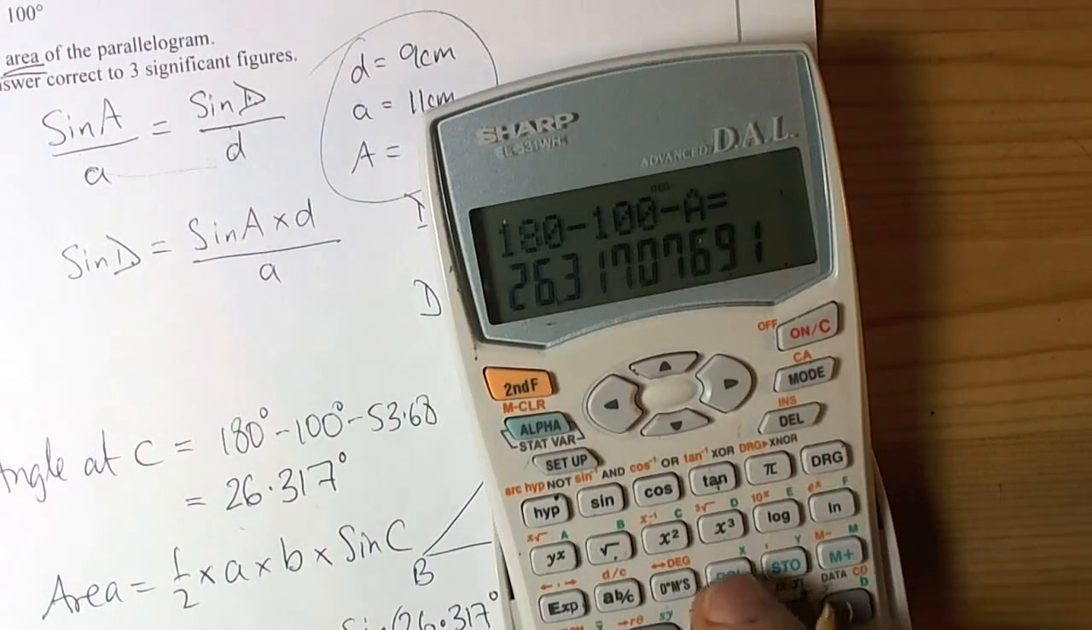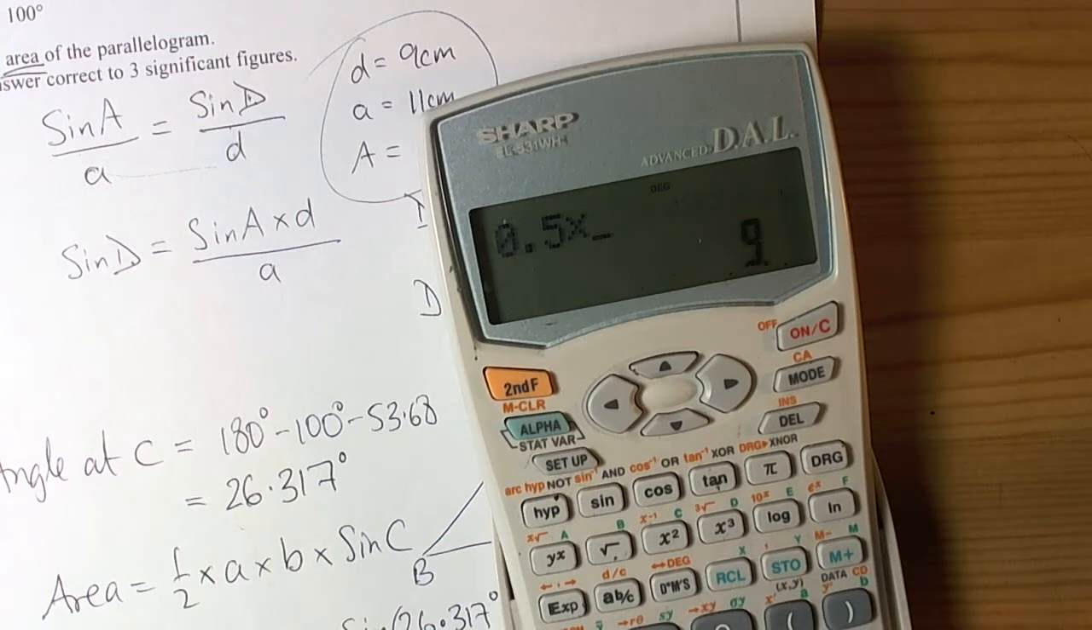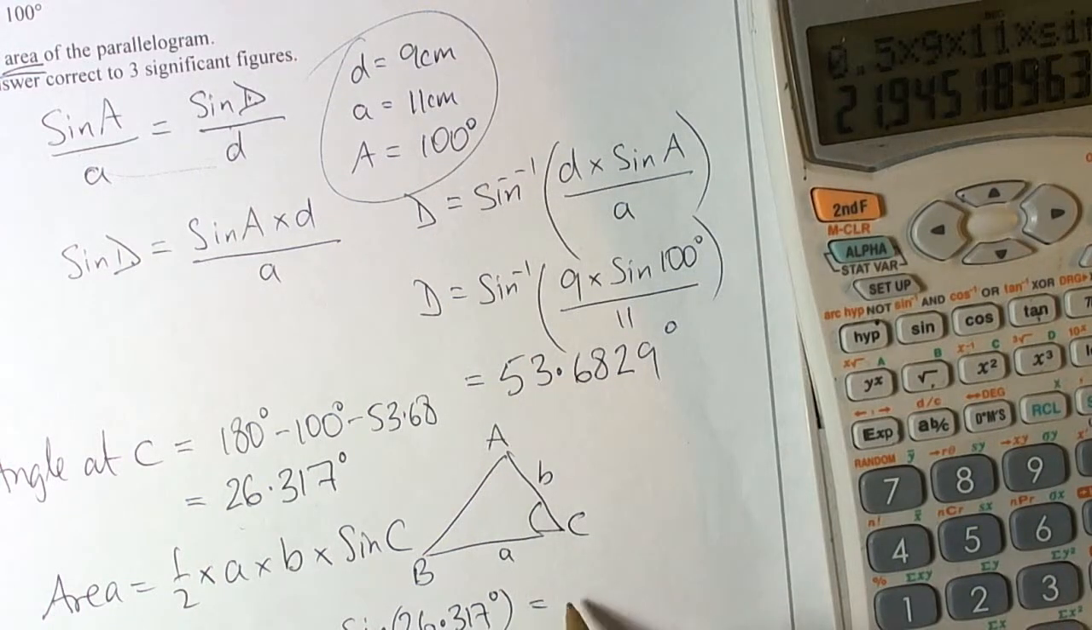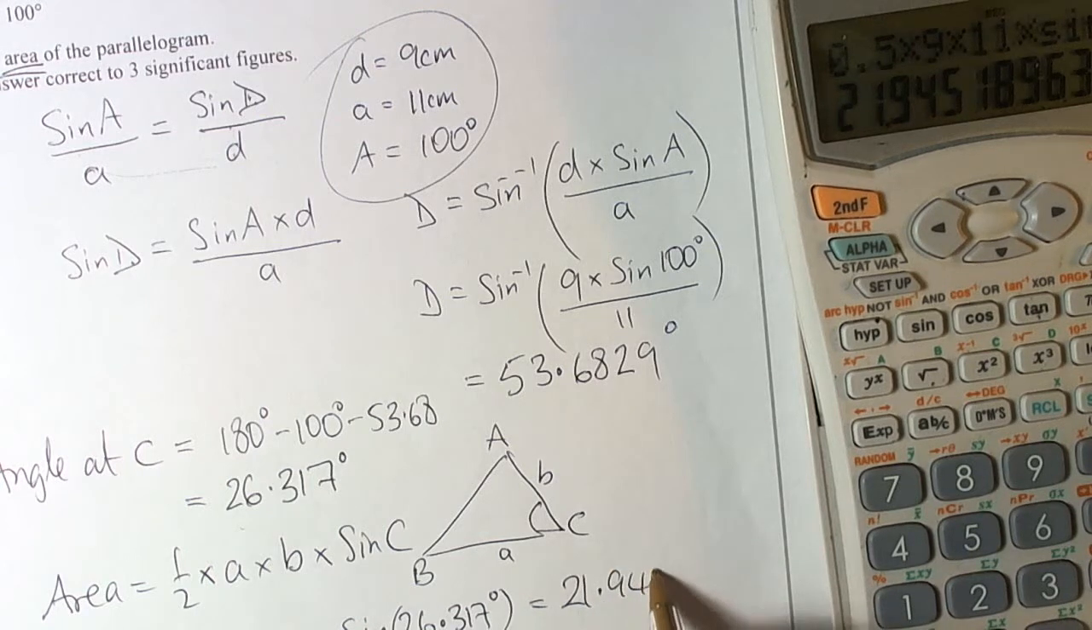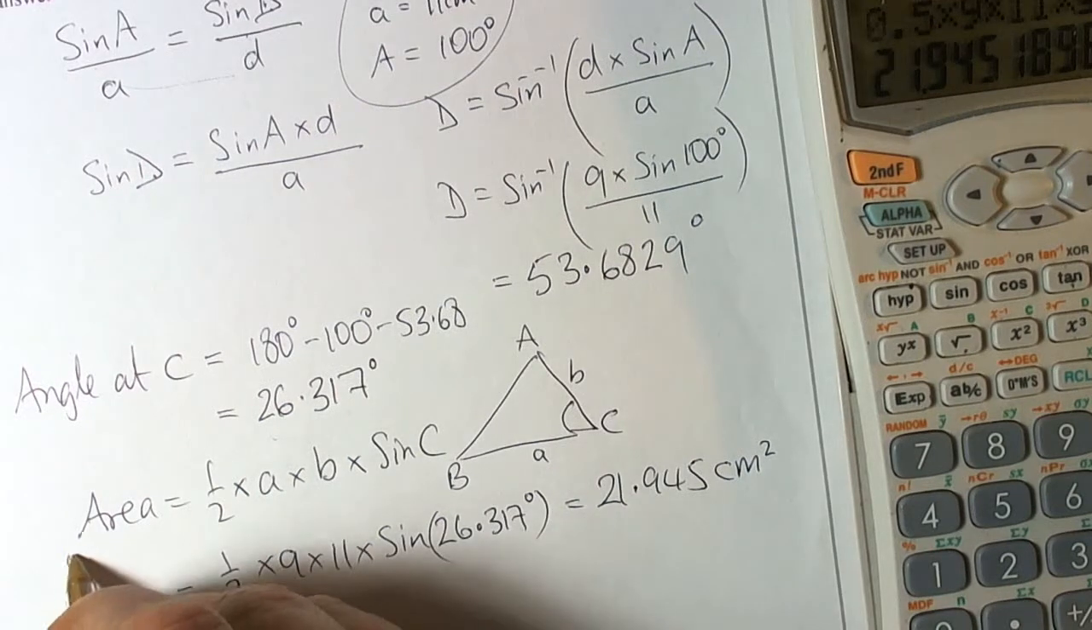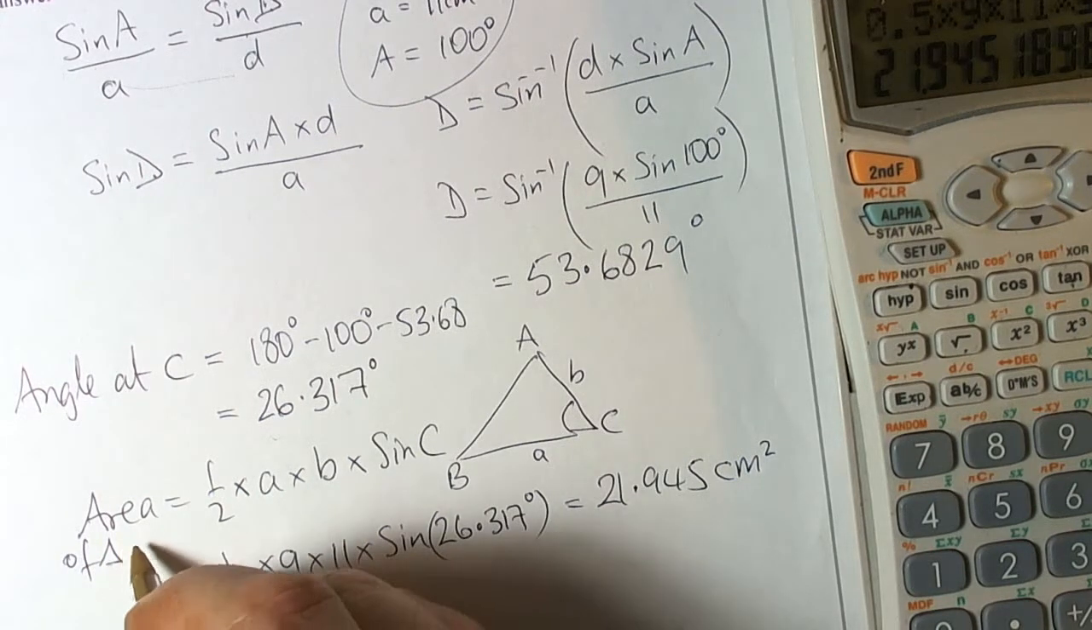Okay, so that gave us 0.5 times 9 times 11 times the sine of 26.317 degrees, equals, so 21.945, and this is talking about centimetres squared. So that's the area of triangle ADC.